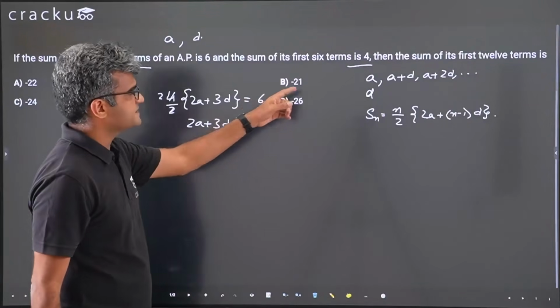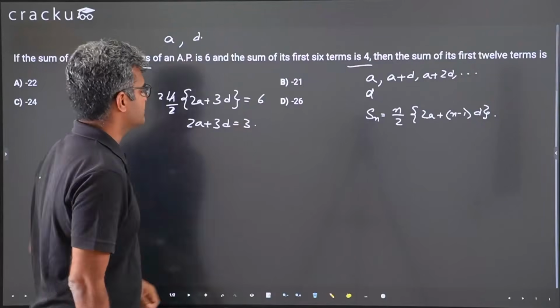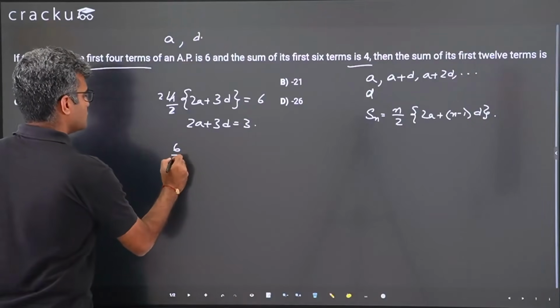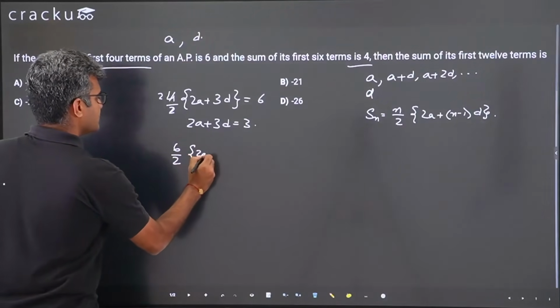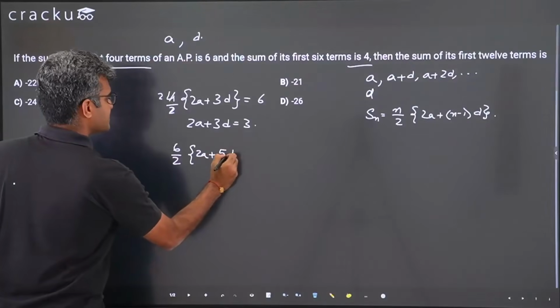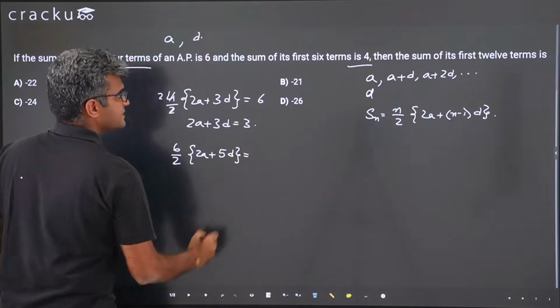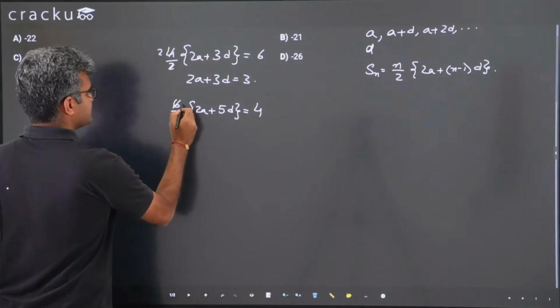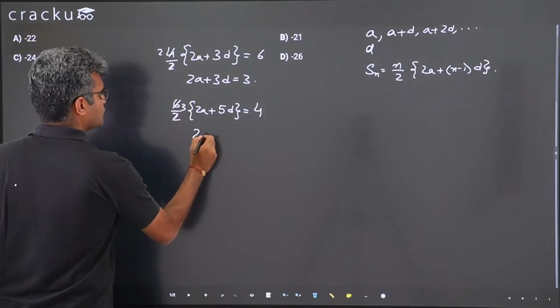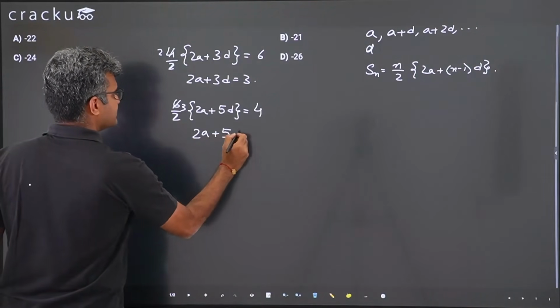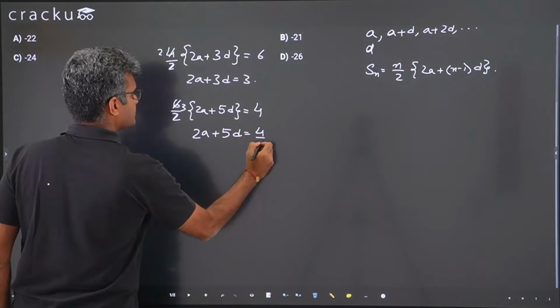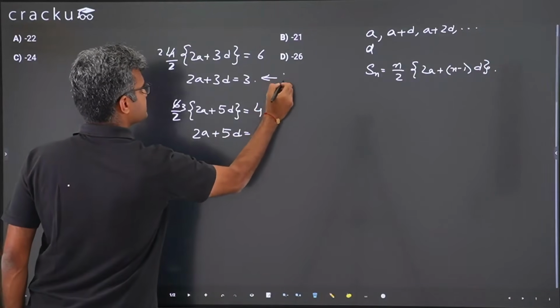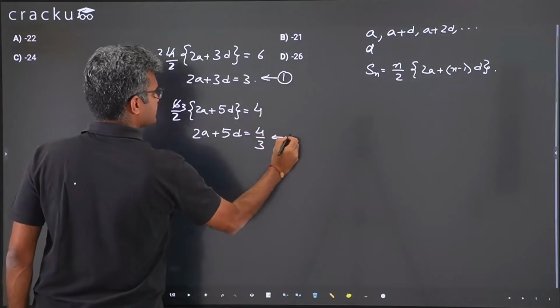And the sum of the first 6 terms is 4. What is the sum of the first 6 terms? That will be 6 by 2 into 2a plus 6 minus 1, which is 5d. This is equal to 4. This is equal to 3, or 2a plus 5d is equal to 4 by 3. This is the first equation. This is the second equation.